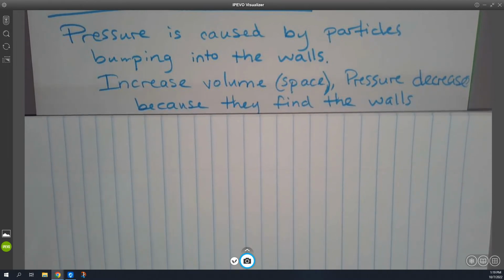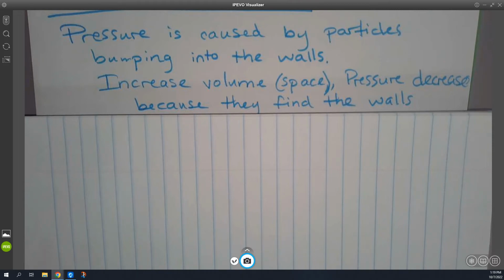And then this is really still continuing the same one. If you increase the volume, the pressure decreases. Why? They find the walls what? There's another part of that. Farther away. Find the walls farther away.